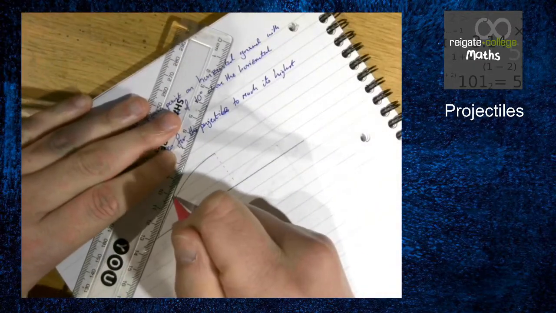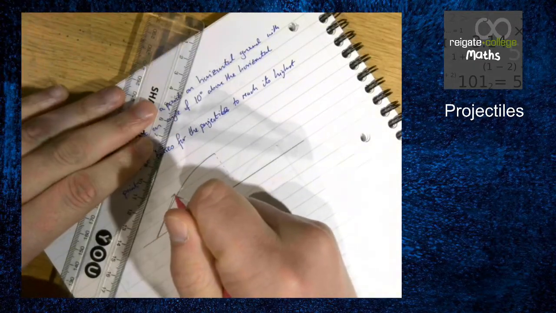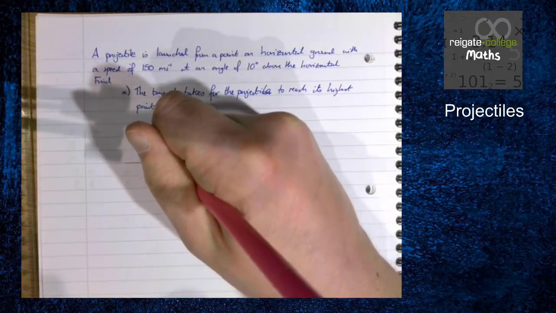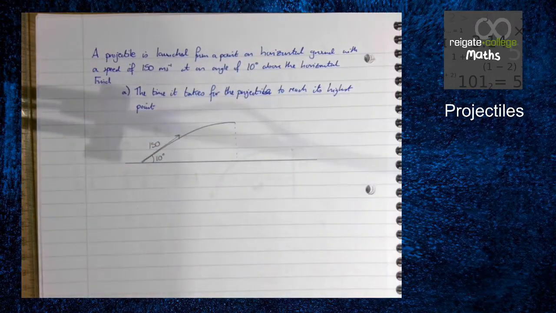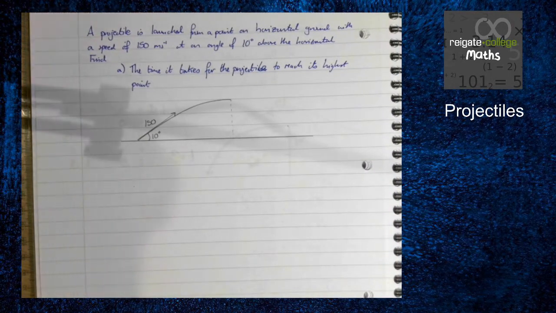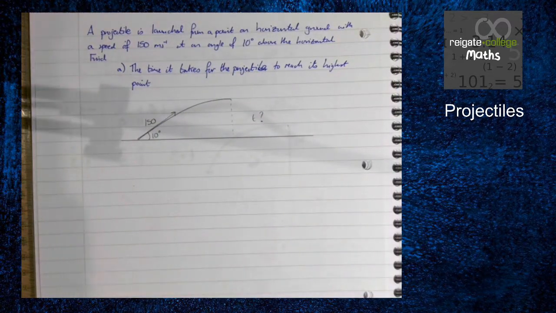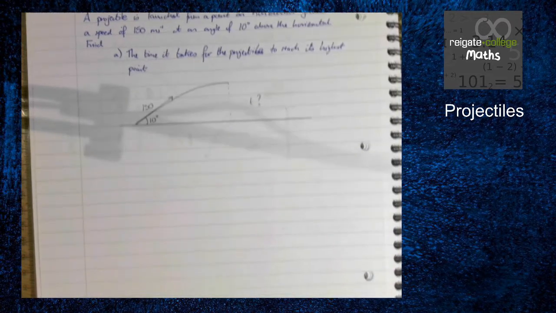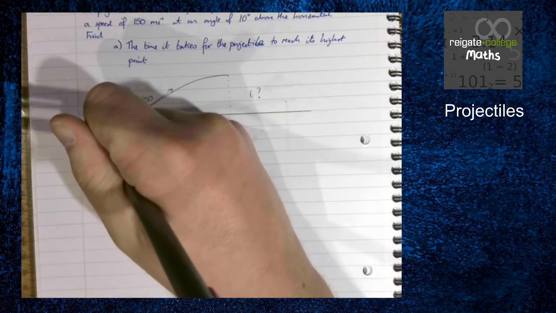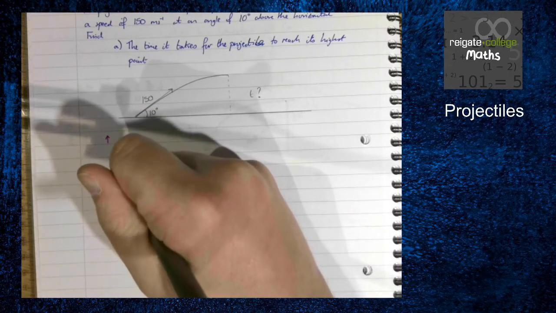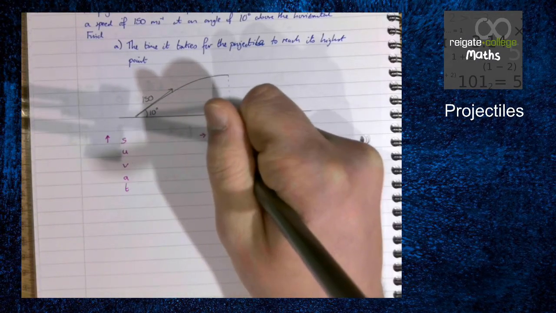Okay, we know it's being projected with a speed, so we're not told the velocity, we're told the speed of 150 meters per second at an angle of 10 degrees. Now I know I haven't drawn an angle of 10 degrees, but I've labelled it, so it's fine. So we want to find time. So with this question, as we typically do with many questions of this type, let's write out our suvat variables. Suvat vertically and suvat horizontally.